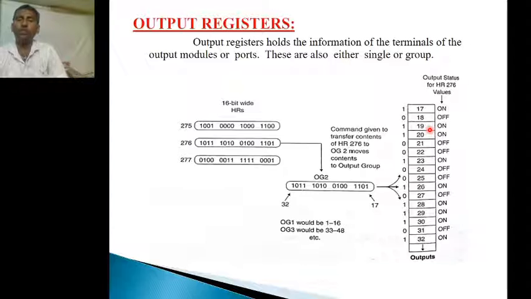Similarly, output registers: if the register stores the information about the output devices, then those registers are called output registers. These output registers are also classified into two types, either single register or group register. A single register gives the information about a single output device, whereas a group register, which contains the information of 16 devices, gives the information about the 16 output devices.